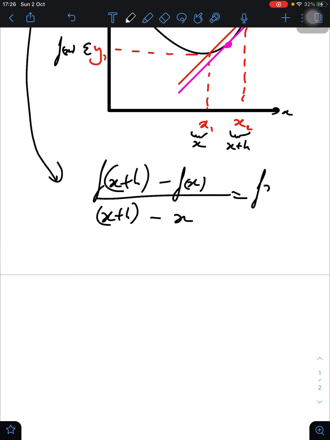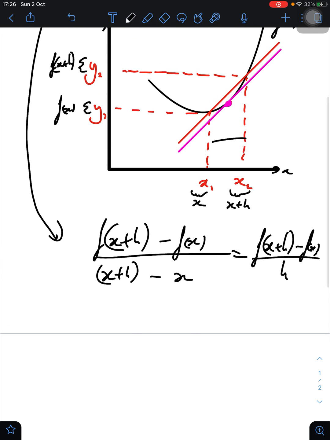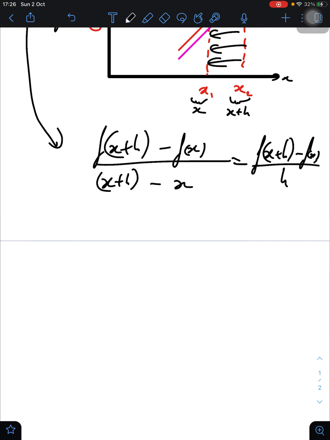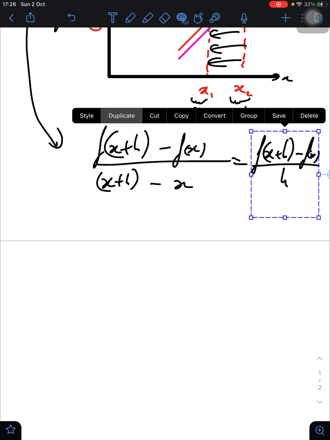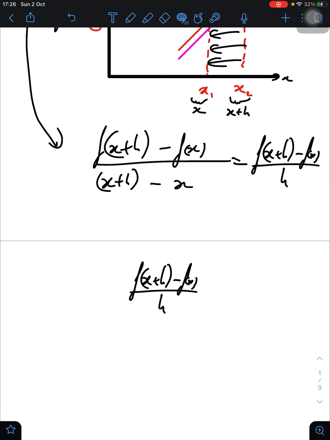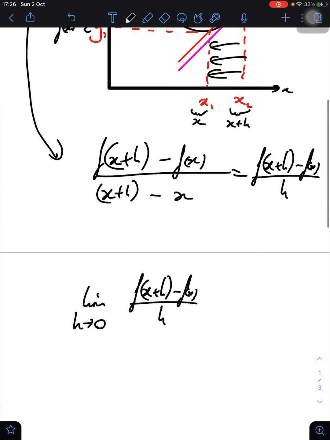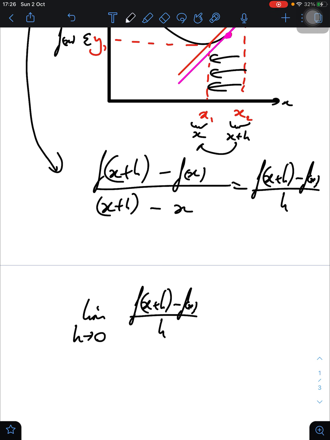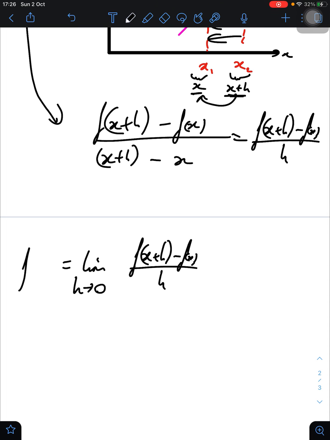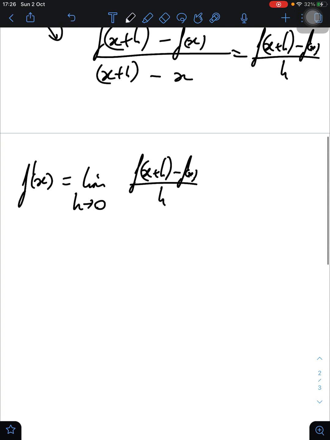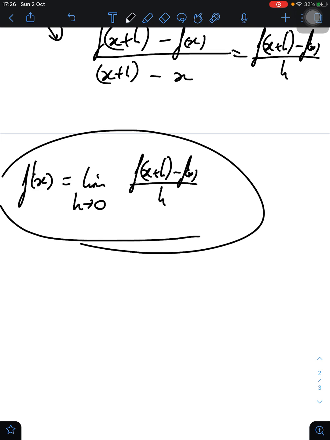And since the x cancels on the bottom, we've got f of x plus h minus f of x over h. So the last thing we want to do here is we want to see that this line here tends to that line there, as shown by my arrows there. And so in order to do that, for our differentiation, we want the limit as h tends to 0, which basically means that as x plus h tends to x, and we're going to label that as f dashed of x. And that there is our differentiation from first principles.